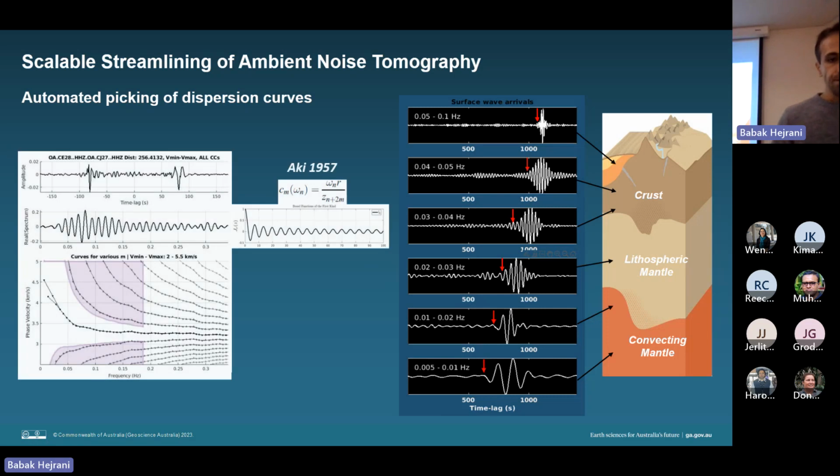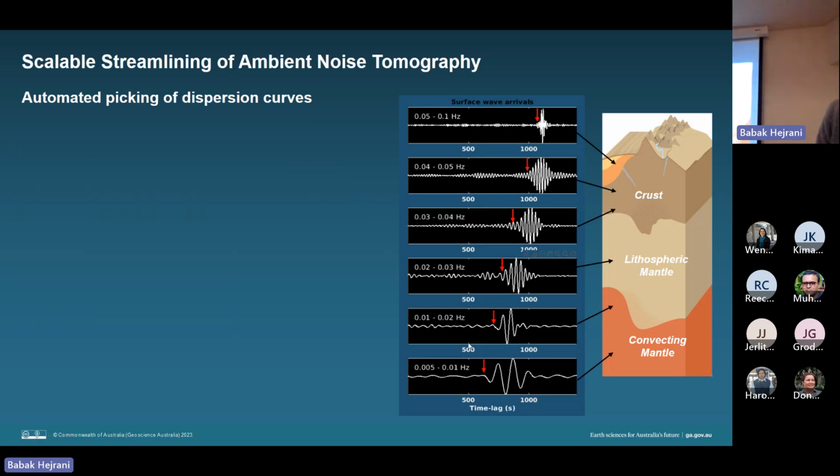Okay, so now to derive this dispersion curve, as we call it. You don't see the curve yet here, but you can connect these dots yourself, and you will see that it is a curve. It's a curve that represents high velocity at low frequencies and slower velocities at higher frequencies.